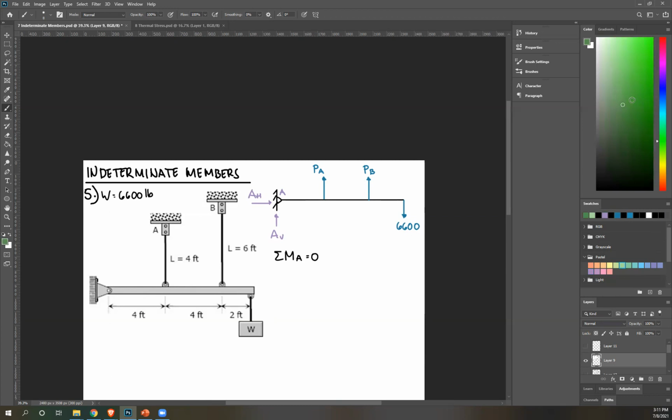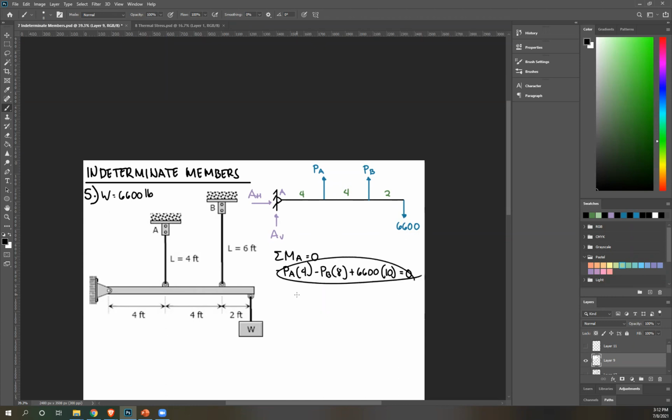Then we just include 4, 2. Okay, let's begin. Let's start with PA, rotate about A, that's counterclockwise, so negative PA. Perpendicular distance is 4. PB, also counterclockwise, so negative PB. Perpendicular distance is 8. And then 6,600, that's clockwise, so plus 6,600. Perpendicular distance is 10 equals 0.